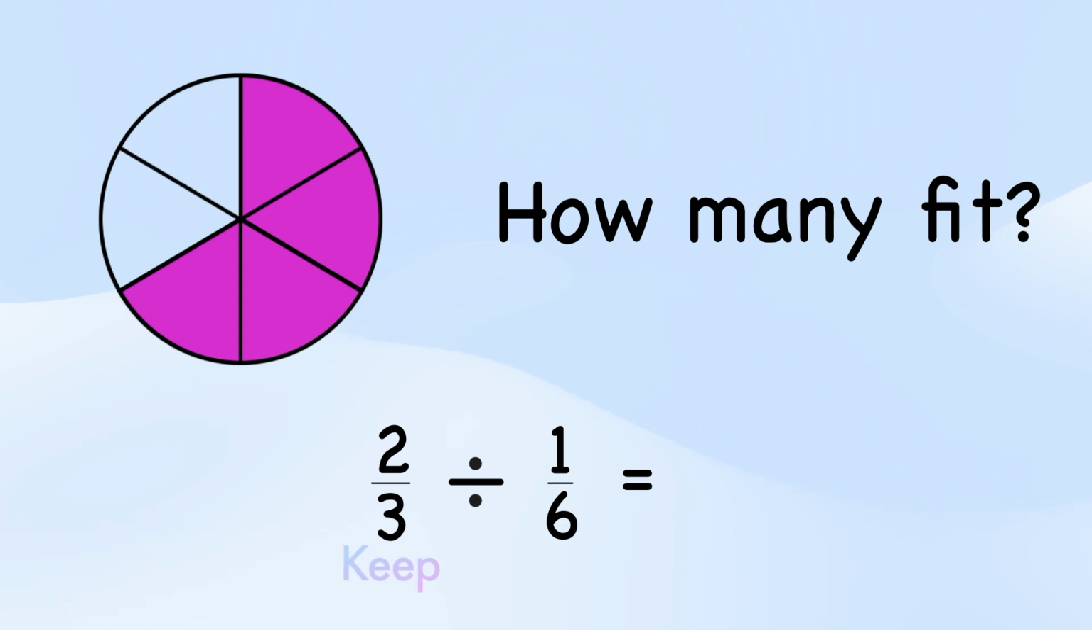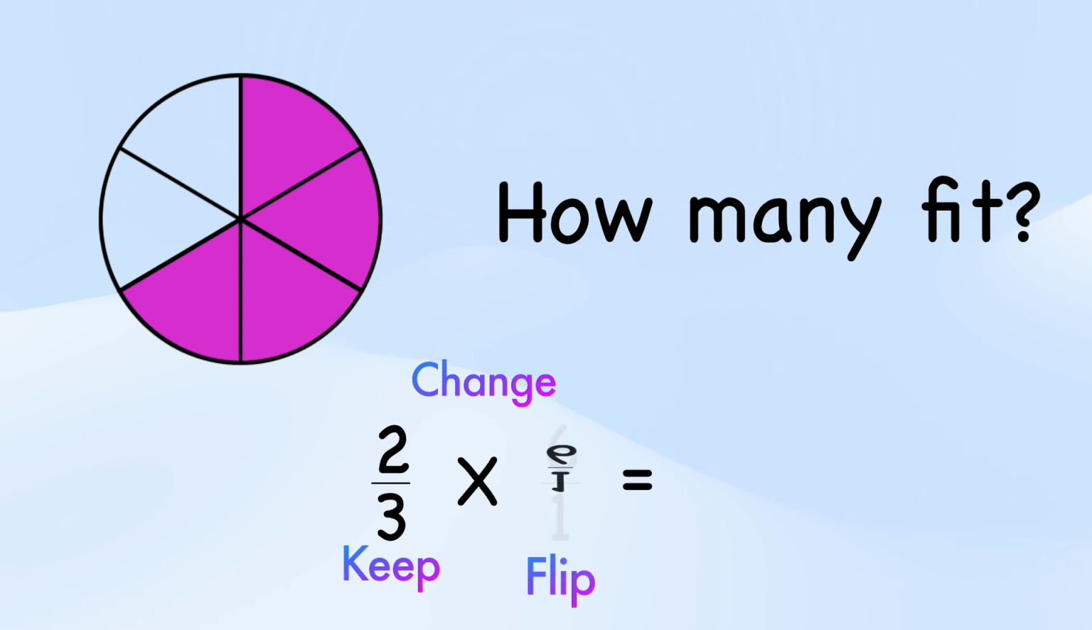Numerically, we're going to keep that 2/3. We're going to change that division symbol to a multiplication symbol, and we are going to flip that 1/6 to 6/1. Multiply across the top. 2 times 6 is 12. Multiply across the bottom. 3 times 1 is 3. 12/3 is the same as 4.